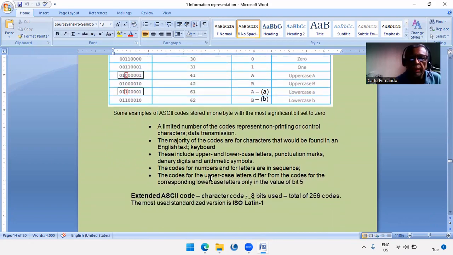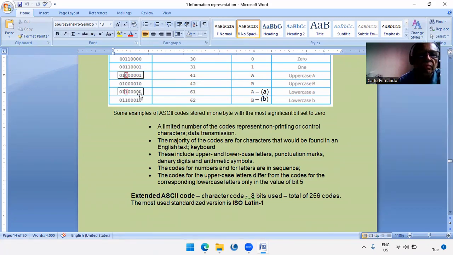The codes for numbers and for letters are in sequence. The codes for the uppercase letters differ from the codes for the corresponding lowercase letters only in the value of bit 5. So let's look at this. A, the binary code is this. Simple A, there was a mistake in the textbook, so I've corrected it. This is simple A, and it is this. What is the difference? Only in this bit.